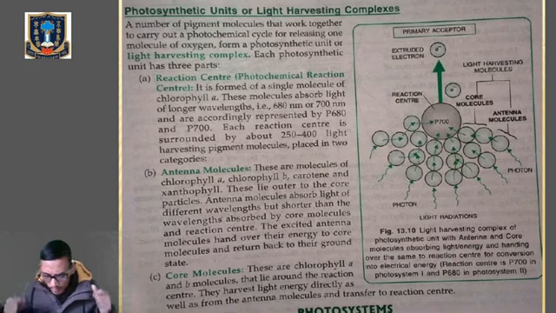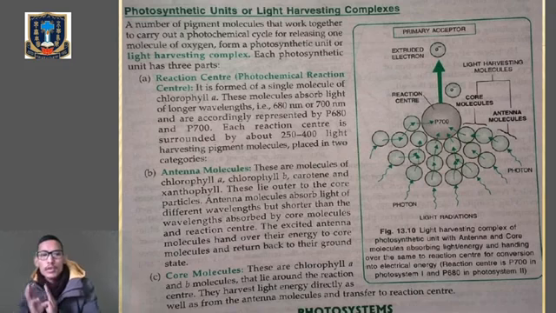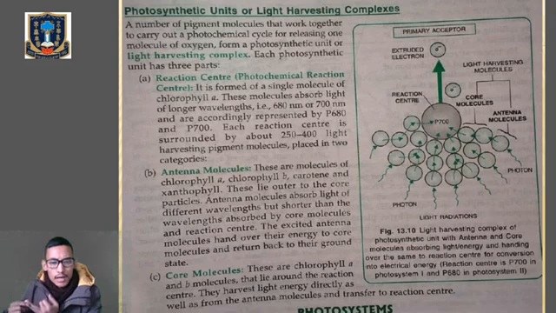Okay, and such units are mainly called the light harvesting complexes, and such complexes are made up of three parts. One is reaction center, number 2 is antenna molecule, and number 3 is core molecules. So these three form the light harvesting complexes. Okay, so let's discuss each and every part. First one is reaction center. It's also called the photochemical reaction center.